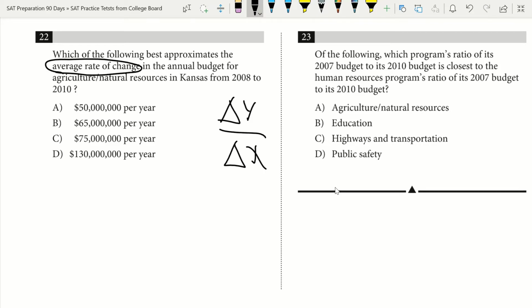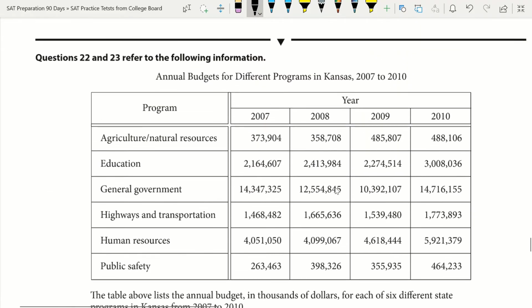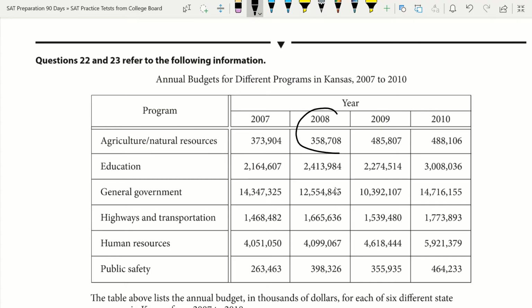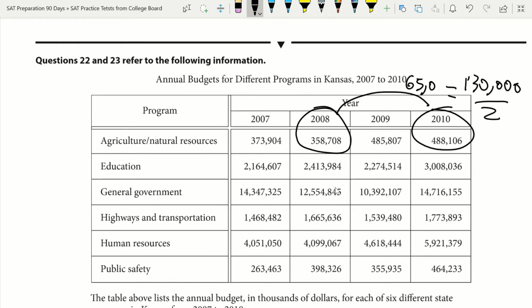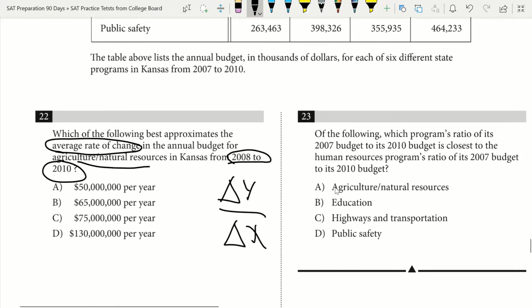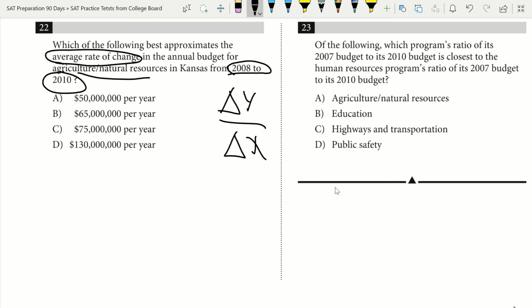So, change in the annual budget for agriculture/natural resources in Kansas from 2008 to 2010. Keep in mind, it's 2008 to 2010, not 2007. I see this as a difference of 2, so 2 will be in my denominator, 2 years. And I see that we increased by about 130,000. So 130,000 over 2. I know that's just about 65,000. So the answer there is going to be 65 million. So my answer there is going to be B.